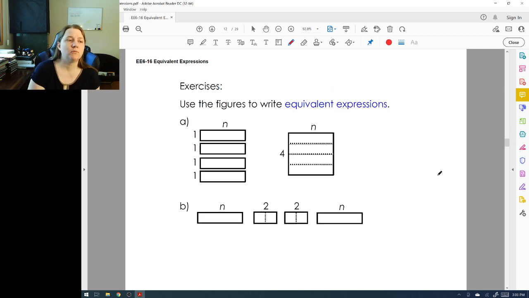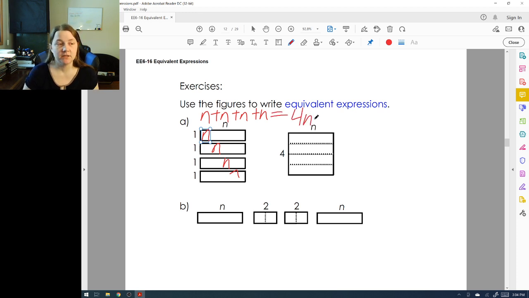So now they want us to write more equivalent expressions. In letter A, we see that these are all n's here. So this would be n plus n plus n plus n is equal to saying 4 n's, or 4 groups of n. In letter B, we see that there are n's and 2's. So what we would see here is we could add n plus 2 plus 2 plus n. That's one way that we could write that out.